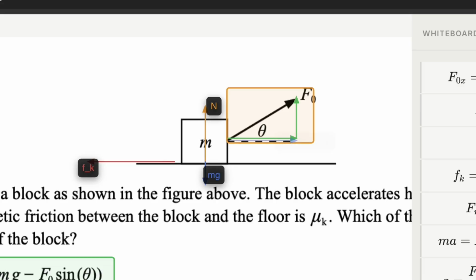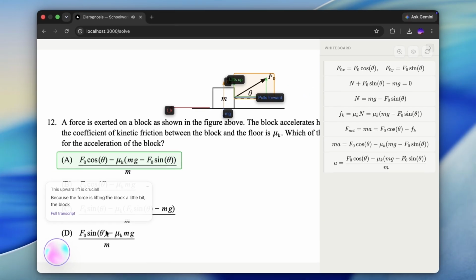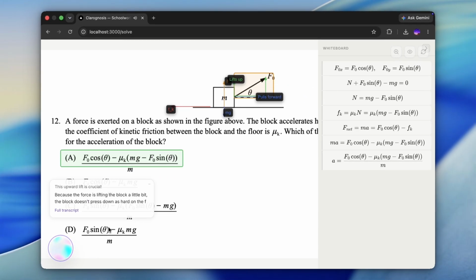Second, it is lifting the block slightly upward. This upward lift is crucial. Because the force is lifting the block a little bit, the block doesn't press down as hard on the floor. Since friction depends on how hard the block presses against the floor, the normal force, that upward lift actually reduces the friction. By splitting the angled force into horizontal, x, and vertical, y parts, we can use Newton's laws to analyze the forward motion and the vertical balance completely separately.